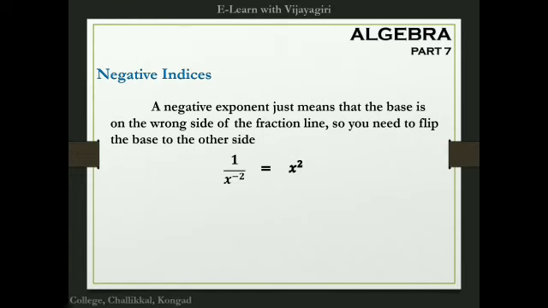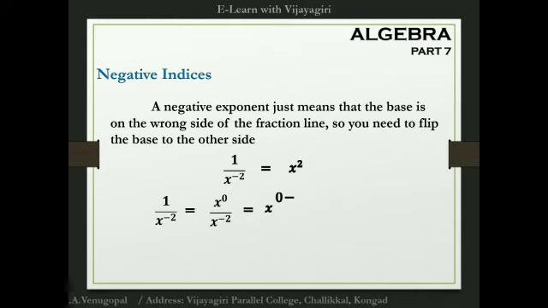Let's check this with laws of indices. We know any number to the power 0 can be written as 1. So instead of 1, we can write x to the power 0. So it becomes x to the power 0 divided by x to the power minus 2. And here it is division, so we can use the division law. So it becomes x to the power 0 minus minus 2, and it will be equal to x to the power 2. So 1 by x to the power minus 2 can be written as x to the power 2.